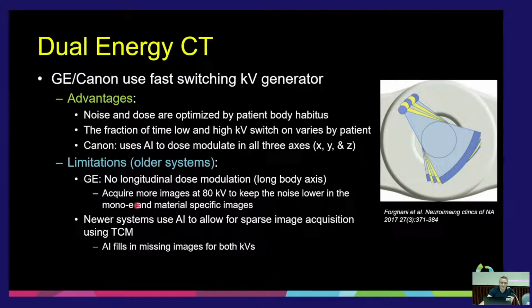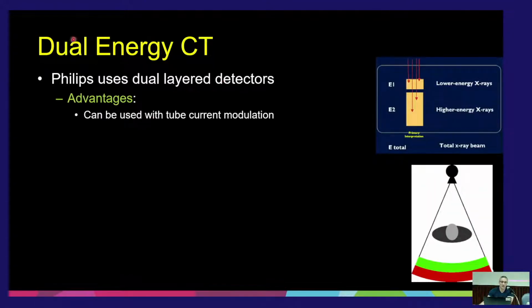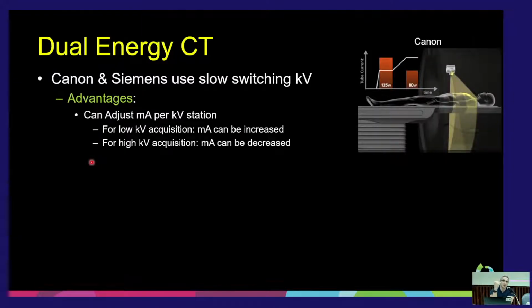And then the limitations, this is actually a little bit older. The newer GE and Canon systems coming out use AI, as I mentioned, so they can fill in the sparse image data acquisition and fill in all the missing data. So they've actually introduced tube current modulation into fast switching. It's really a neat approach. That said, I haven't personally played with it, so I can't speak to it more, other than the fact that historically the fast switching scanners had a higher dose level, higher CTDI value, compared to the dual tube or dual layer systems. That is largely going away.